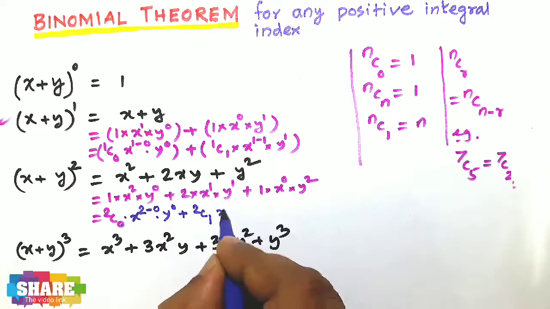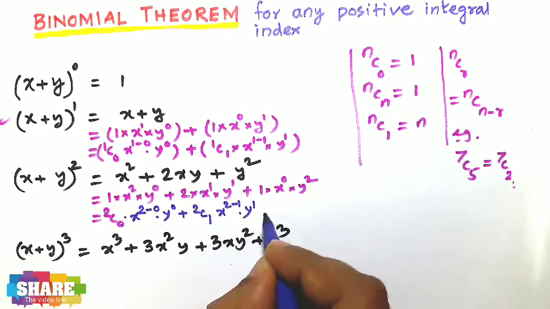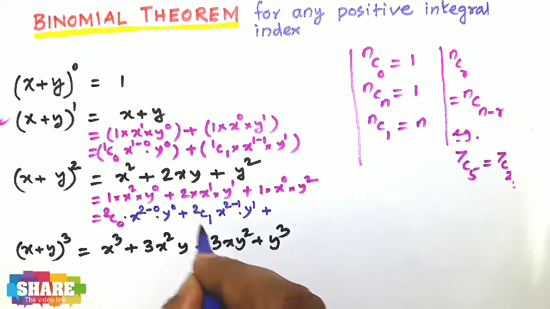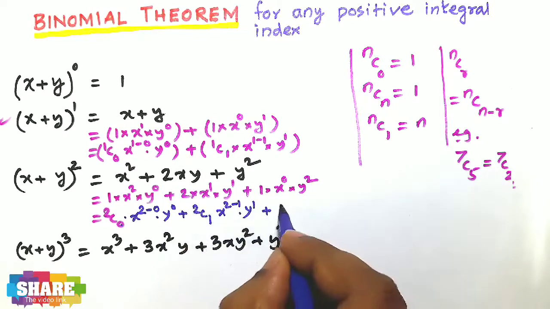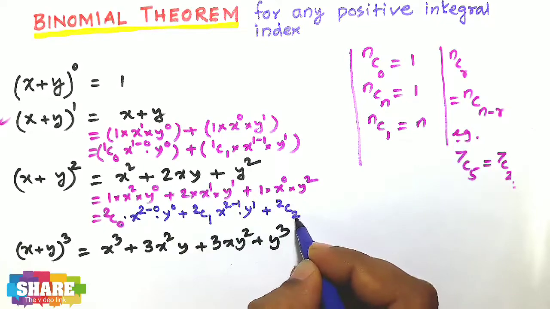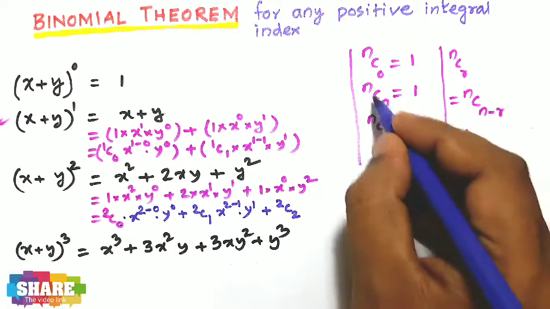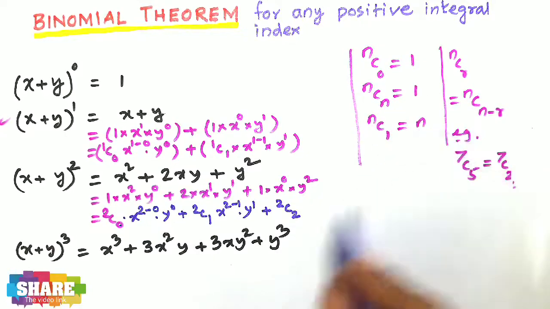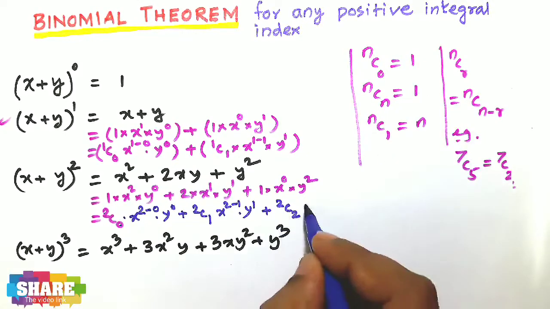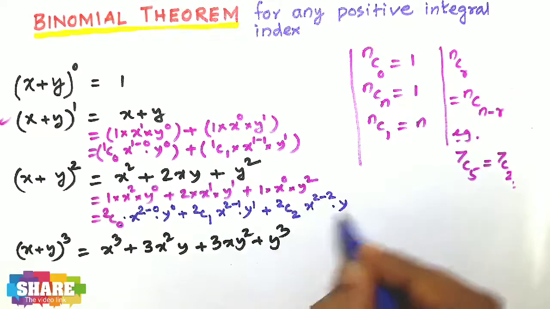So 2C1 x to the power 2 minus 1 into y to the power 1. And the third term will be, this is the second term, 2C1, and the third term will contain 2C2. You know, 2C2 is equal to 1 because nCn is equal to 1. So if you replace this n by 2, 2C2 is equal to 1 obviously. So 2C2 into x to the power 2 minus 2 into y to the power 2.